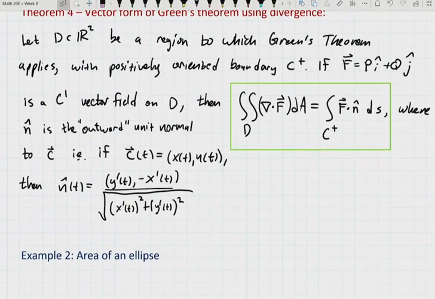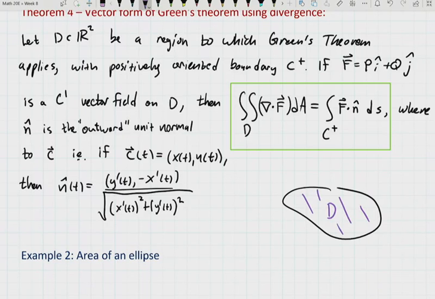What the heck is that? So let's say this is your region D. It has a boundary with some orientation. And let's say that this right here is a point C of t. Then the tangent to that point is C prime of t. Cool.